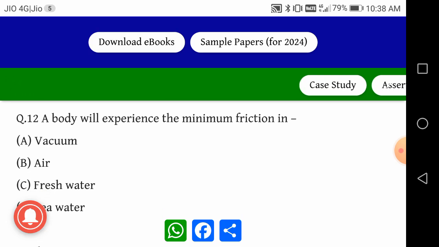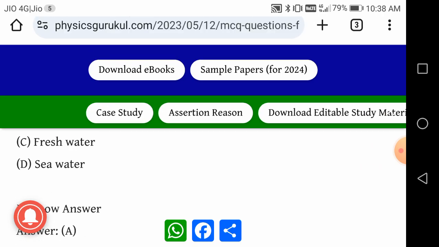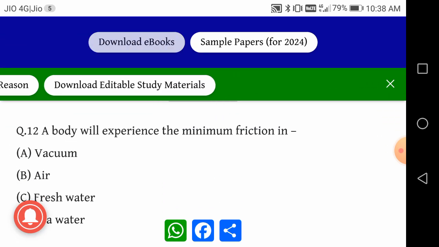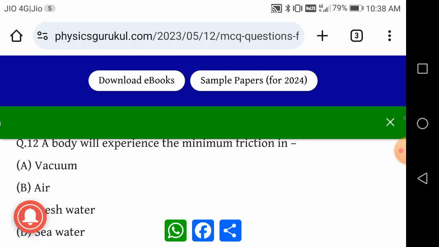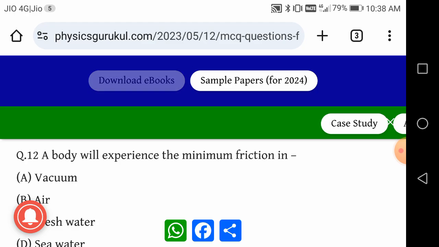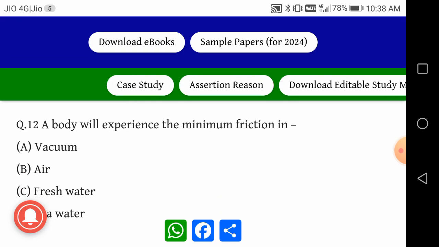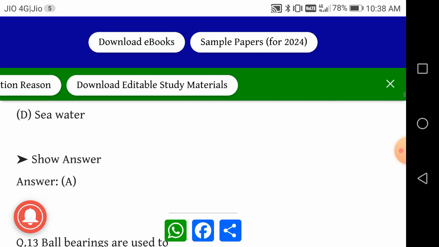A body will experience the minimum friction in vacuum, air, fresh water, sea water. What is the correct answer? It is vacuum. Air will also result in friction, as will fresh water and sea water, because it is only in the vacuum that a body will experience the minimum friction. There is nothing. Vacuum means nothing. Any surface will induce friction. Air, fresh water and sea water will.